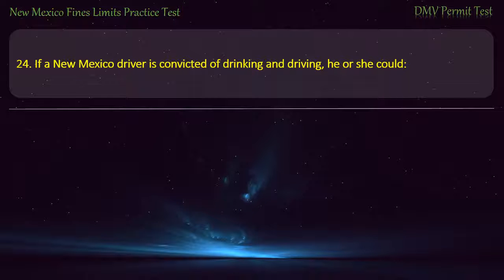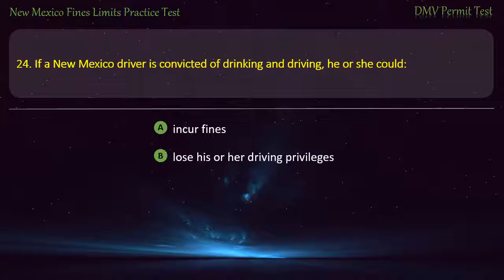Question 24. If a New Mexico driver is convicted of drinking and driving, he or she could incur fines, lose his or her driving privileges, spend time in jail, or all. Answer. All.